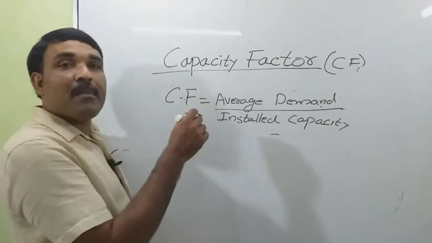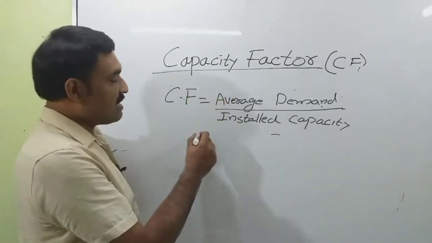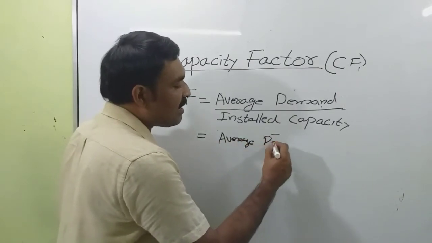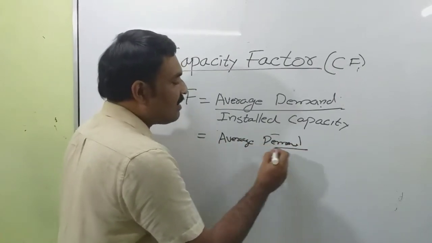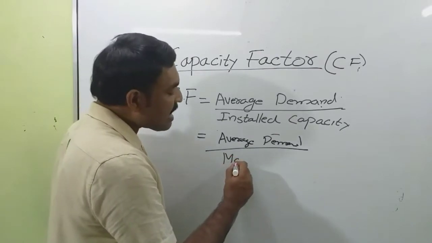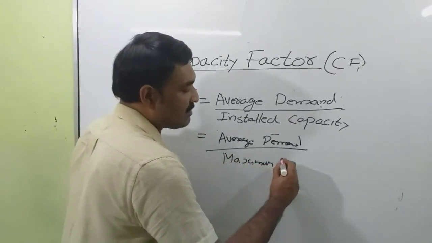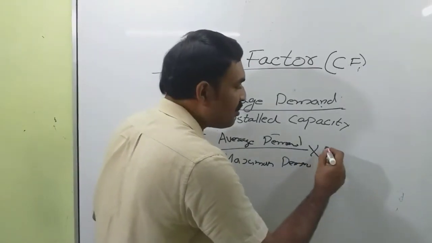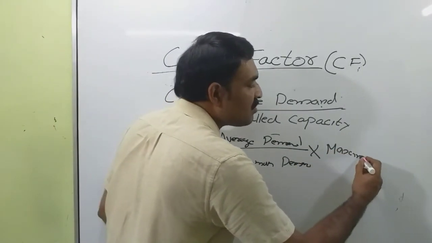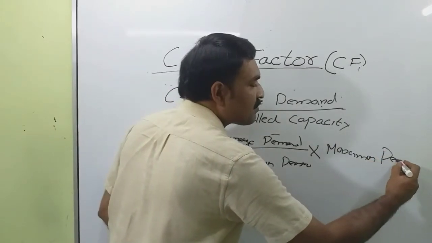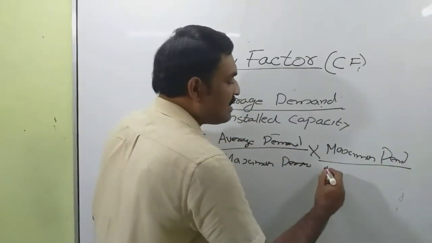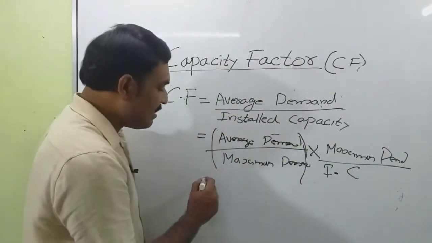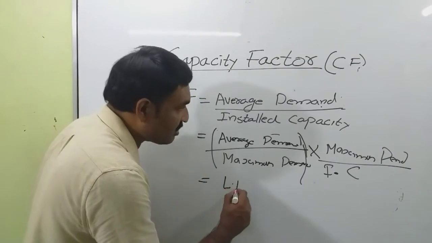Now we can manipulate the capacity factor as average demand divided by maximum demand, and so as to balance the equation, multiplied by maximum demand divided by installed capacity. Average demand by maximum demand is called load factor.